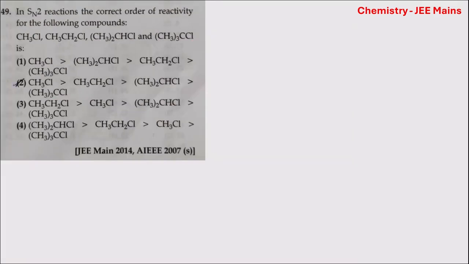In SN2 reaction, the correct order of reactivity for the following compounds. Now CH3 whole thrice CCl. In SN2 reaction, there is a transition state formed where the nucleophile attacks the carbon which is bonded to the halogen atom, and the halogen leaves as halide ion. Now the greater the steric hindrance around this carbon which is bonded to the halogen atom, the lesser the reactivity towards SN2 reaction.